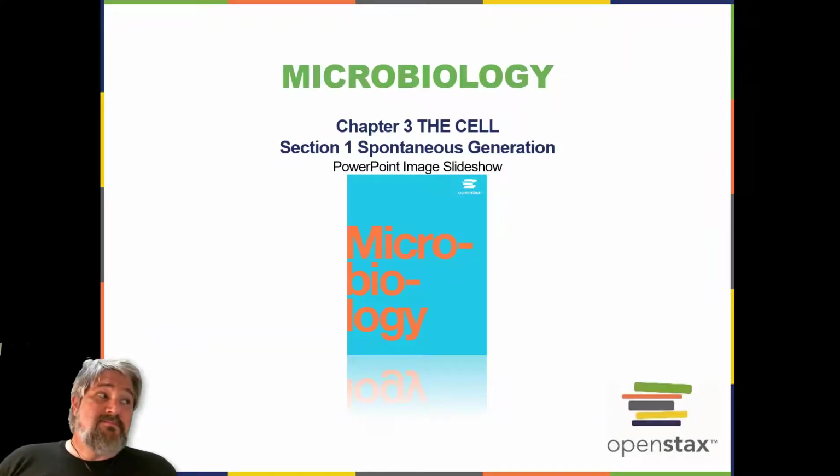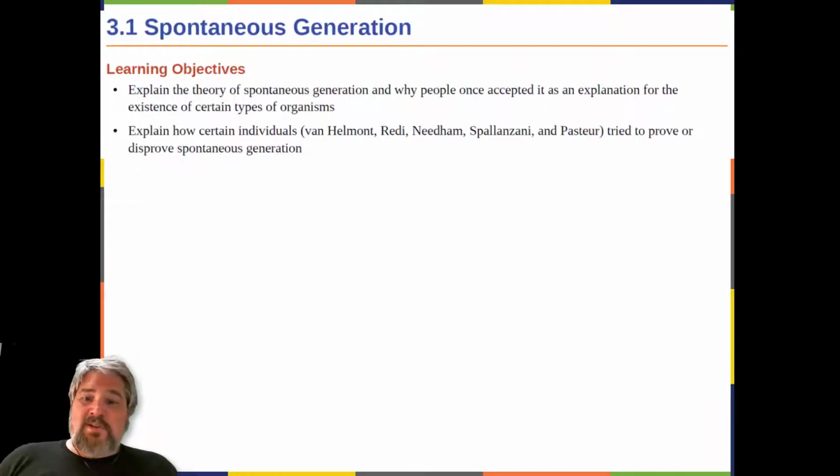So, Section 1, Spontaneous Generation. Learning objectives. Explain the theory of spontaneous generation and why people once accepted it as an explanation for the existence of certain types of organisms. Explain how certain individuals, Van Helmont, Redi, Needham, Spallanzani, and Pasteur, tried to prove or disprove spontaneous generation.